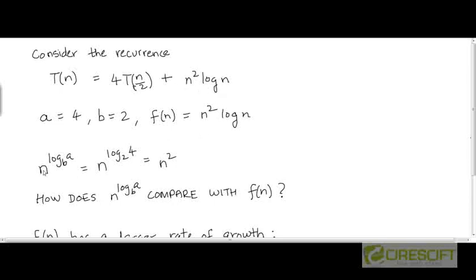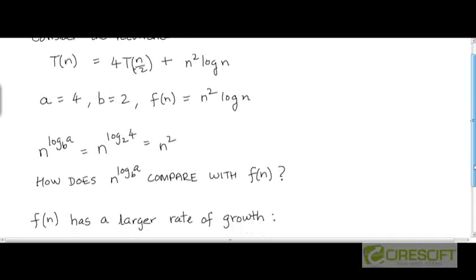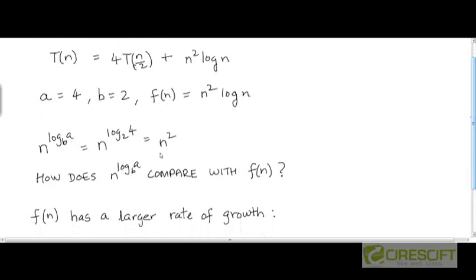So let's compute n to the power log base b of a. That turns out to be n to the power log base 2 of 4. And log base 2 of 4 is 2. So n to the power log base 2 of 4 is n square. So how does n square compare with n square log n?